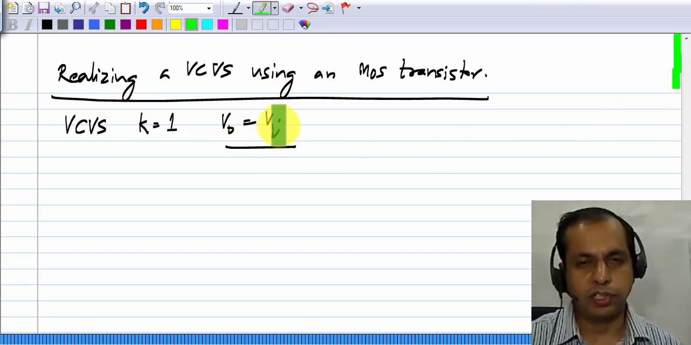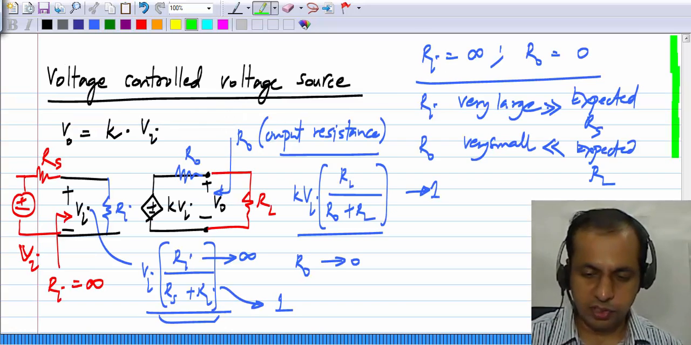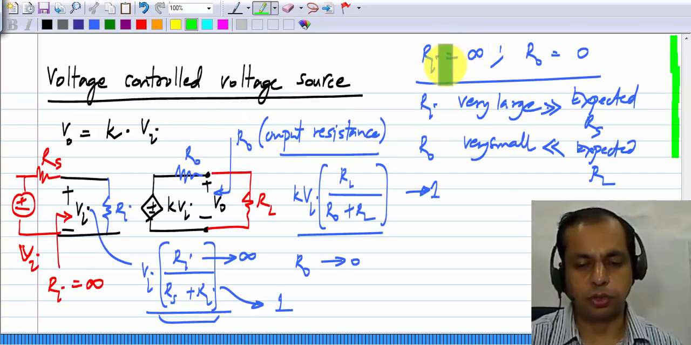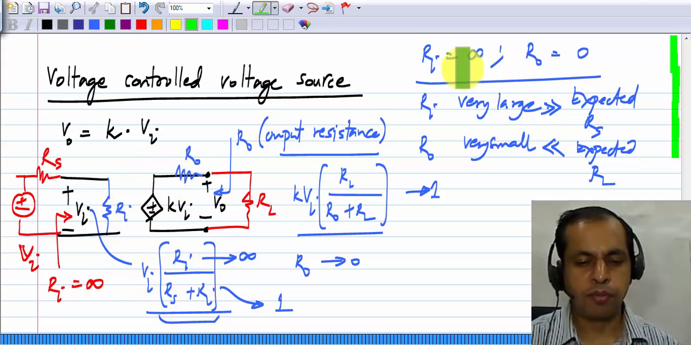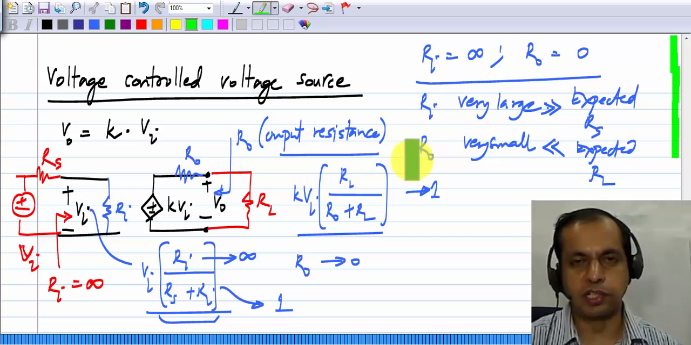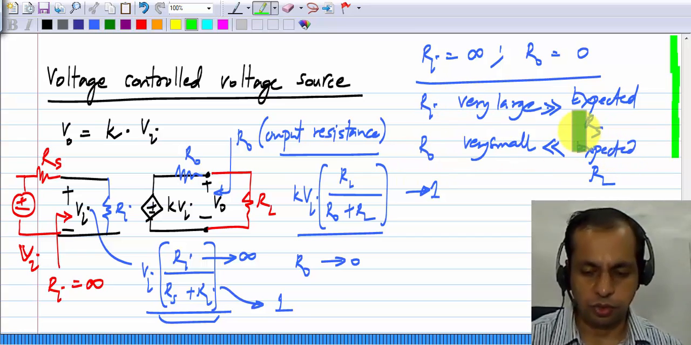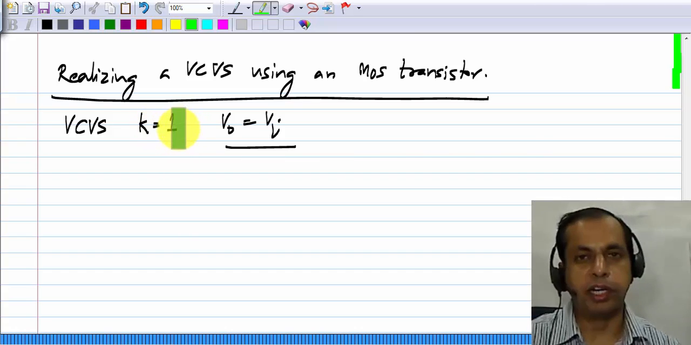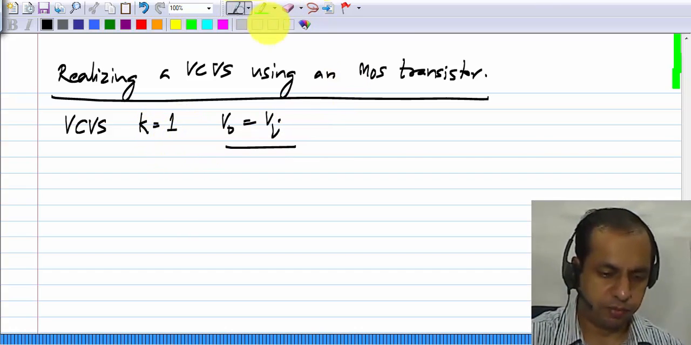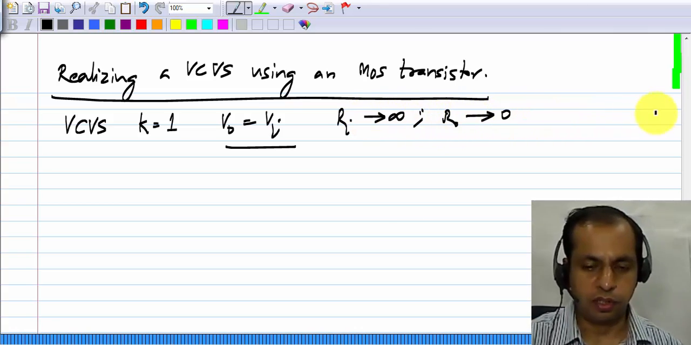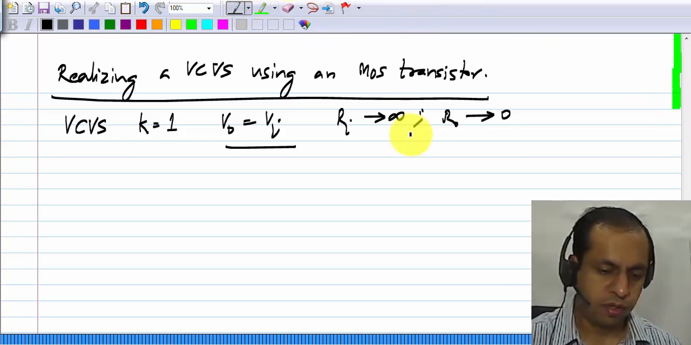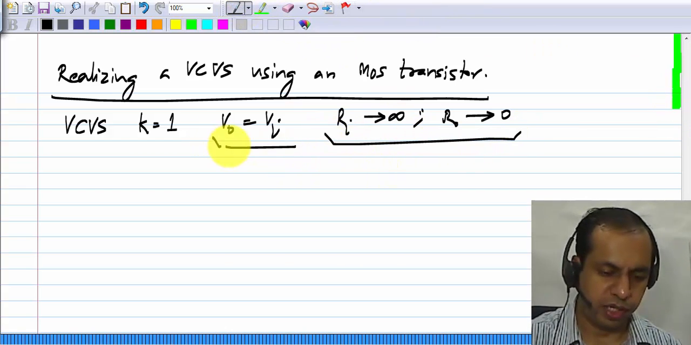Now you can ask, what good is this? I already have the input voltage, why should I generate it again? The point is this one. We will generate a control source which will maintain K equal to 1 regardless of temperature and other process parameters that govern the transistor. And also we will maintain a very large input resistance and a very small output resistance. So such a circuit which doesn't provide gain, it provides unity gain, but still has input resistance tending to infinity and output resistance tending to 0. This is known as a voltage buffer.